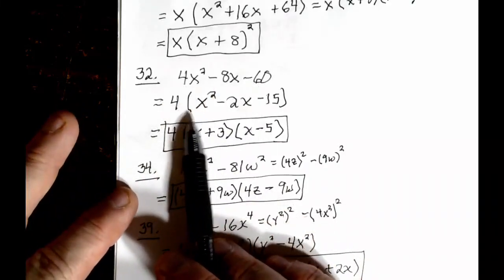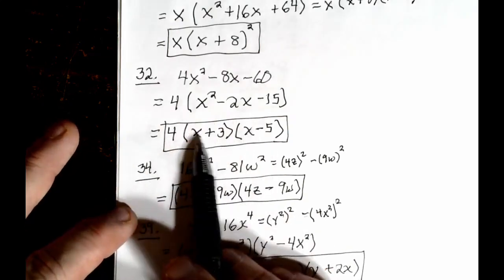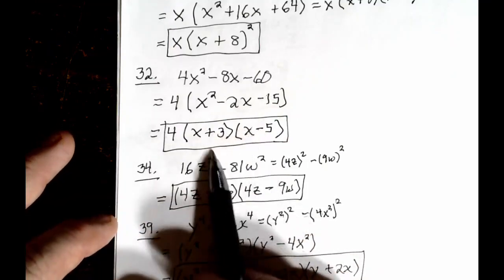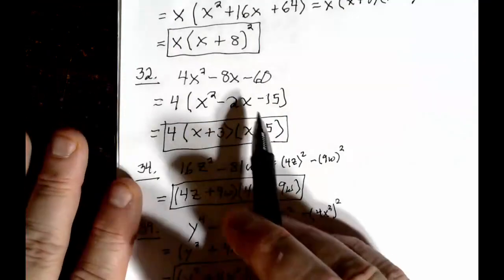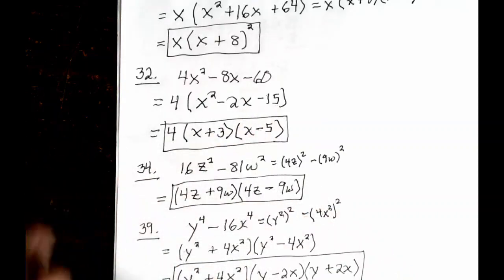And what do you got here? You got x squared minus 2x minus 15. So that's x and x. That's 3 and 5. Plus 3 and minus 5 adds up to minus 2. Notice with the minus 15, you got to make one negative and one positive. You don't know which one, so just try one.